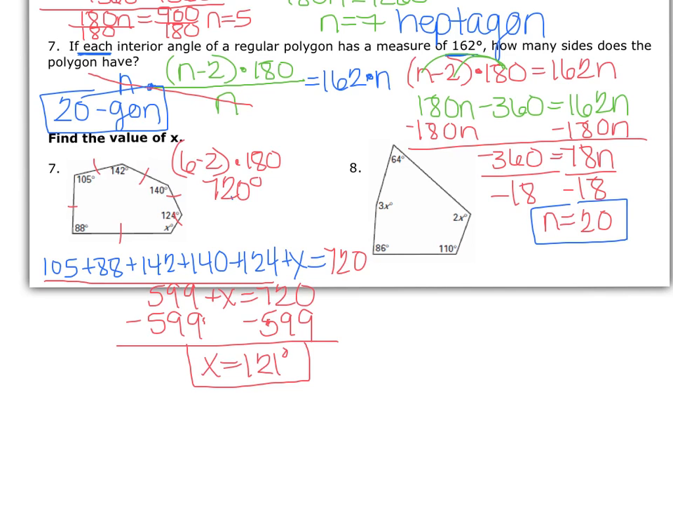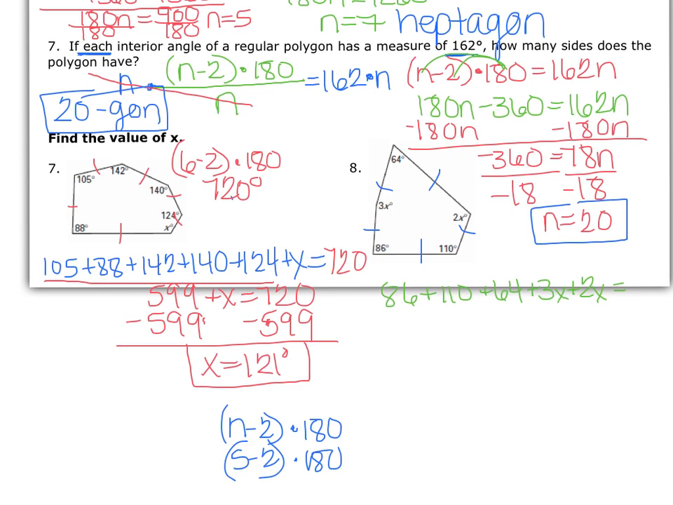All right, so in number 8, if we have to make an equation, I know I've got to add 86 plus 110 plus 64 plus 3x plus 2x, but I don't know what to set it equal to. I've got to find that out first. So 1, 2, 3, 4, 5 sides. So if we go (n minus 2) times 180, that's 5 minus 2, so 3 times 180 is going to give you 540. So now you know how much to set all of this stuff equal to.